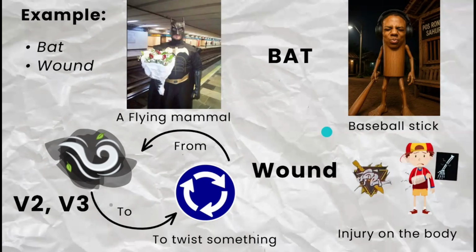The first pronunciation is wound. Wound here means an injury on the body, and the second pronunciation is wound. Wound here means to twist something, like turn the valve or something like that. And yep, next.